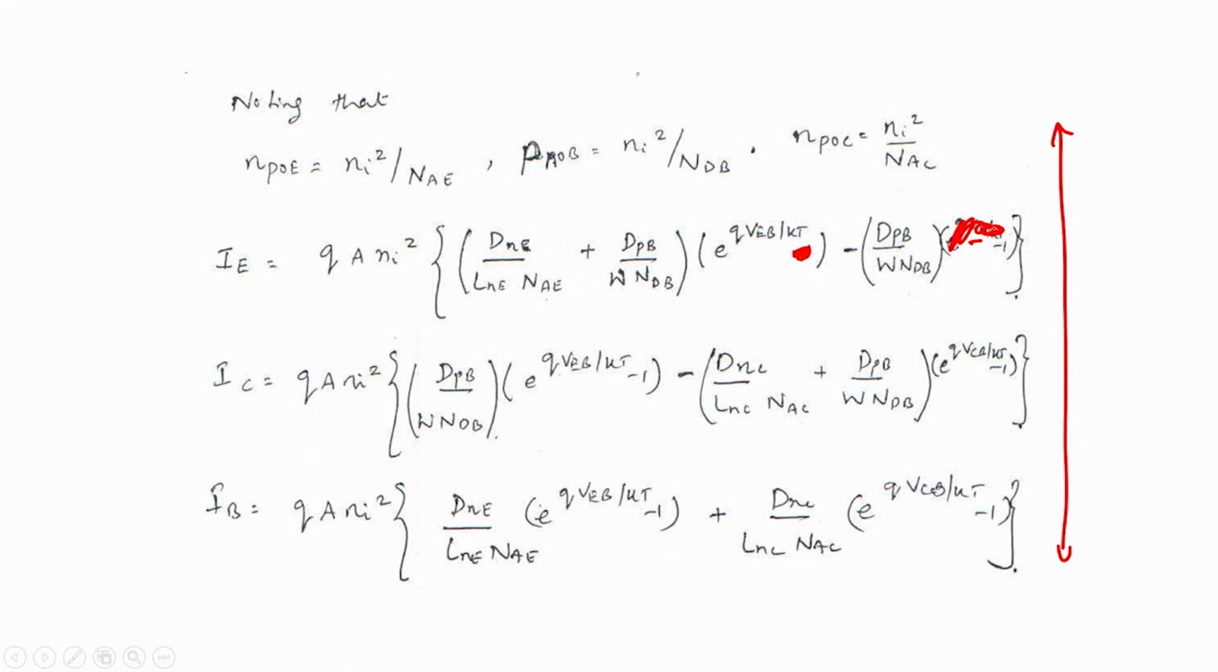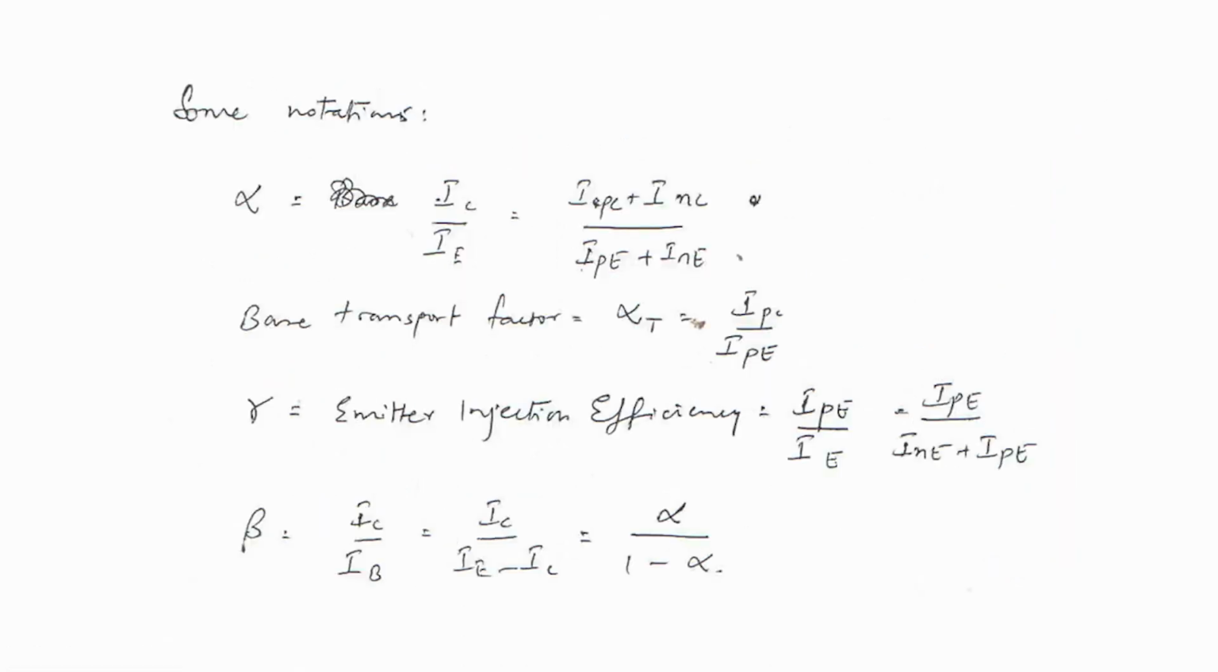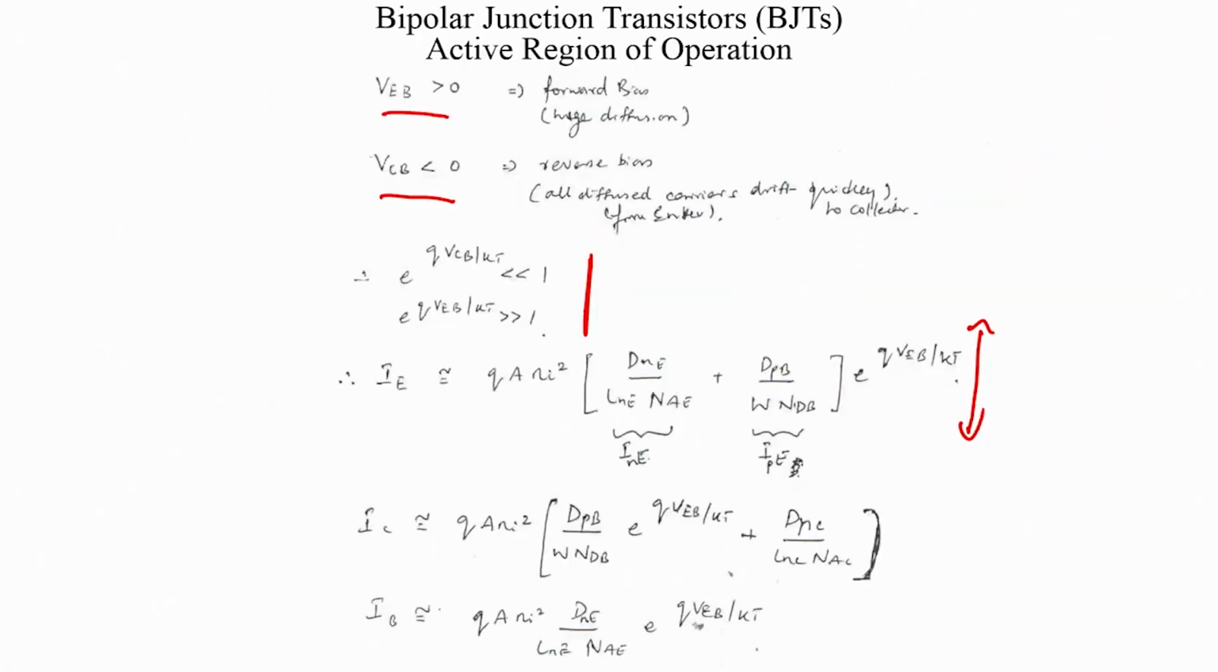So that is the emitter current, and the collector current will have this dependence. These are all approximations, which means that in active mode of operation the emitter current and collector current are most strongly controlled by the base to emitter voltage, or the emitter base voltage.